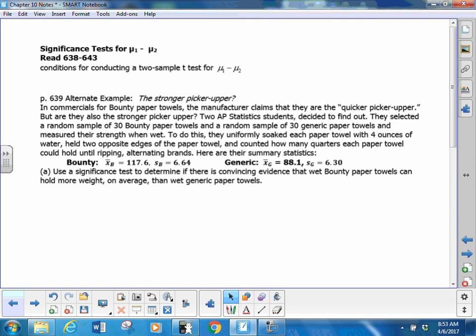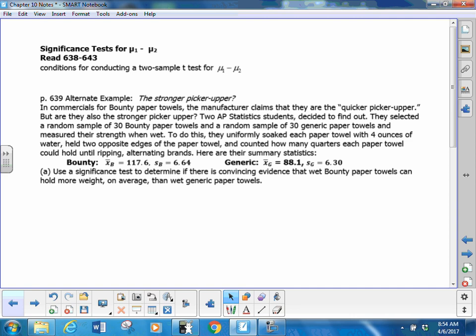We got 30 Bounty paper towels and 30 generic paper towels. And I will tell you, Bounty is better than generic, in my opinion. That's one thing I don't buy, generic paper towels. So we're gonna do 30 Bounty, 30 generic paper towels. We're gonna get them both wet and see how many quarters the Bounty will hold before ripping and how many quarters the generic will hold before it falls apart. Does that make sense?